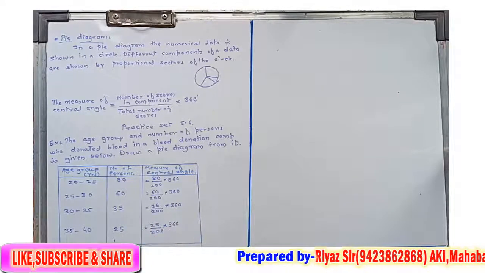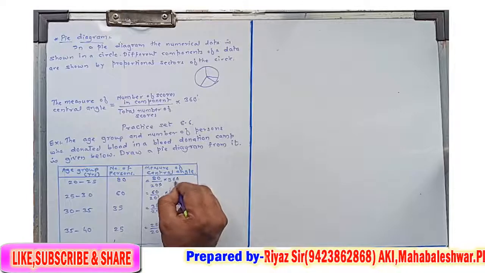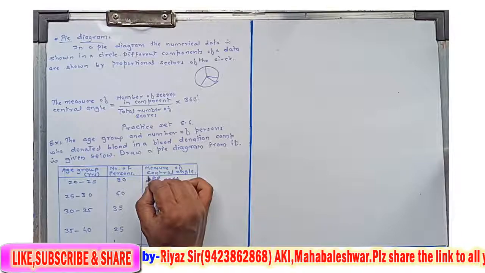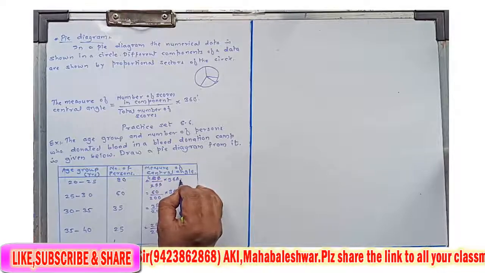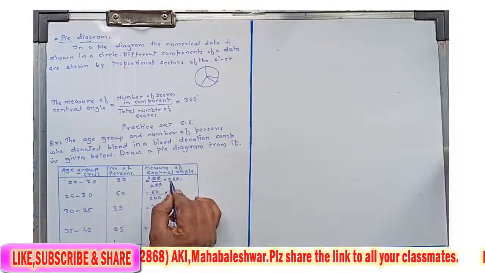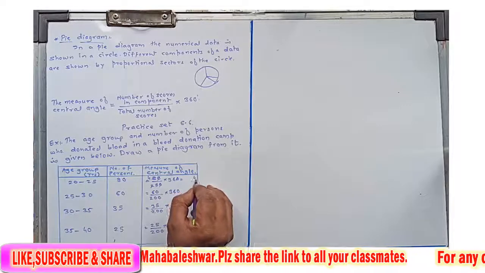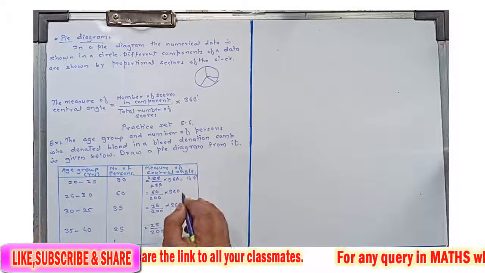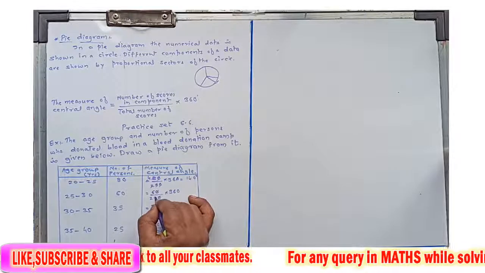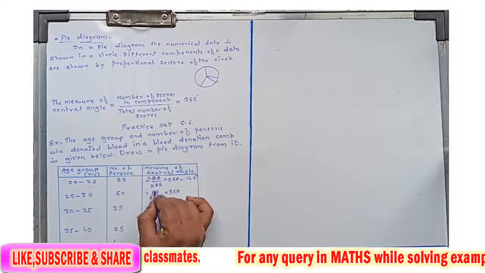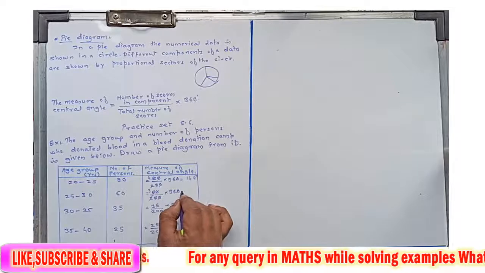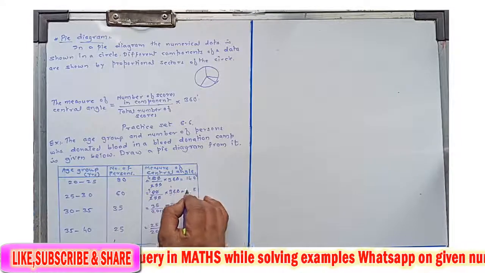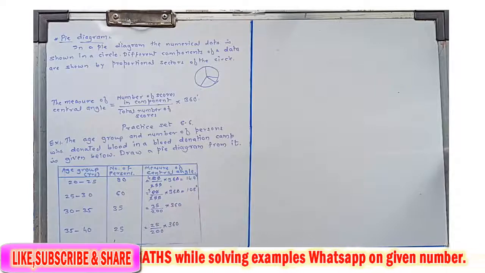Just simplify this. This 0 gets cancelled, this 0 gets cancelled, then 2 1s are 2, 2 4s are 8. Now 36 divided by 5... 4 6s are 24, carry 2, 4 3s are 12 plus 2 is 14, that is 144 degrees. Again this 0 gets cancelled, this 0 gets cancelled, 2 1s are 2, 3 6s are 18, 8 carry 1, 3 3s are 9 plus 1 is 10, that is 108 degrees.